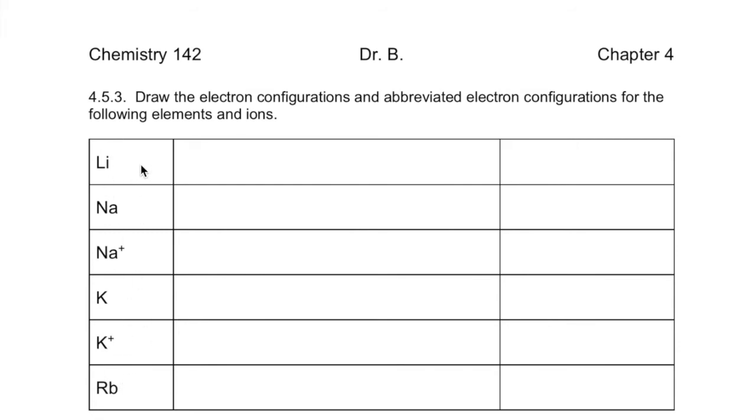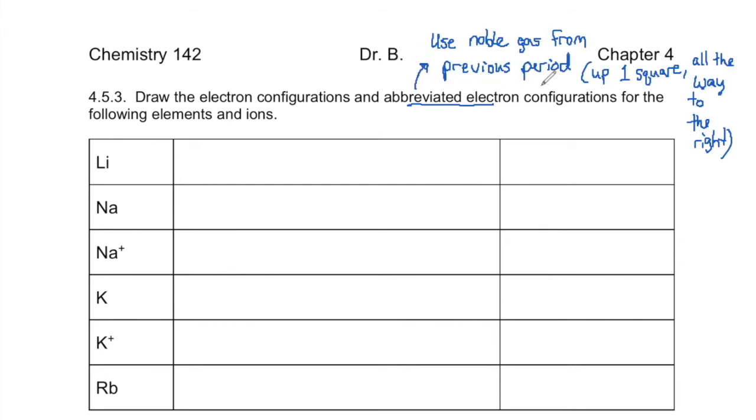These are all alkali earth metals, so when we do the electron configuration, we can tell how they are similar. We're also going to take a look at abbreviated electron configurations. To abbreviate the electron configuration, it uses the noble gas from the previous period. So if you are trying to do an abbreviated electron configuration for an element that's in the 4th period, you would go up to the 3rd period, so you would go up 1 square and then go all the way to the right to find the noble gas in that 3rd period.